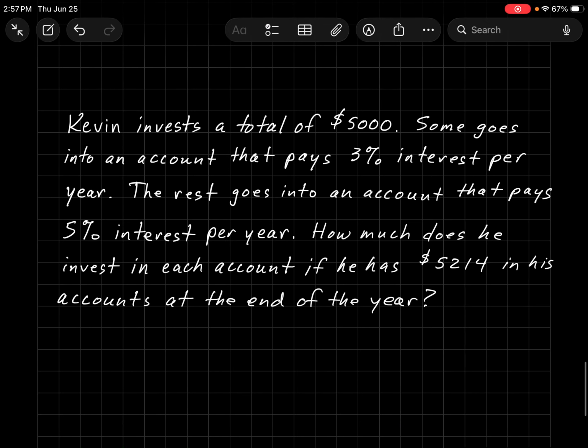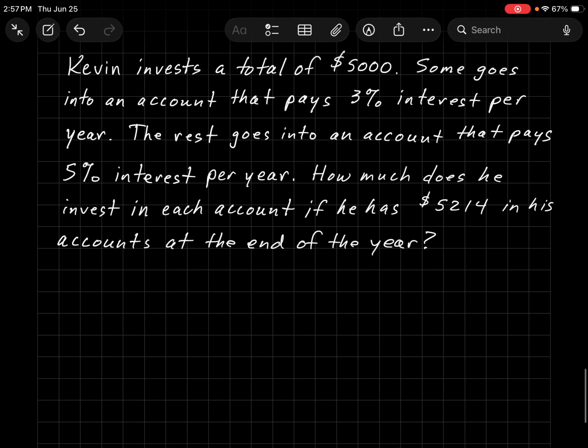One final example. And this one we're going to do with investments. Here, Kevin invests a total of $5,000. Some goes into an account that pays 3% interest per year. The rest goes into an account that pays 5% interest per year. Now, my initial question is, why didn't he simply put all the money in the 5% account? The answer to that will be a mystery. Let's just solve the problem as is.